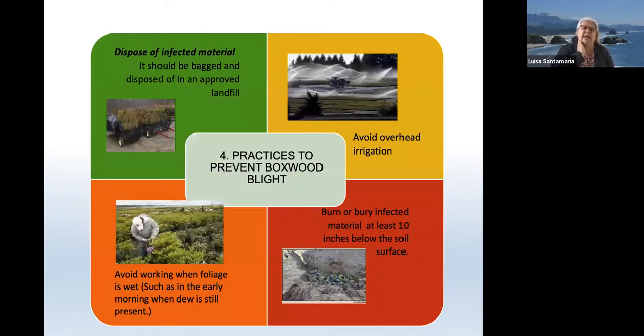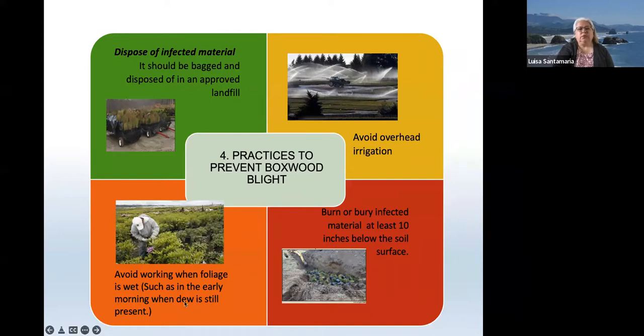Okay, so summarizing here, what are the best practices to prevent boxwood blight? First, if you have infected material, and hopefully you don't have much, but if you have a lot of plants infected, the general recommendation is that you can do two things. You can burn them, or you can put them in plastic bags and send them to the landfill. I have seen some places try to remove the container and just bury the plant material, and then the containers are sent to the landfill.